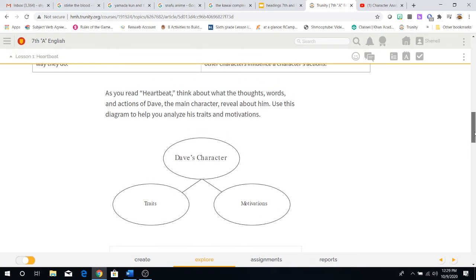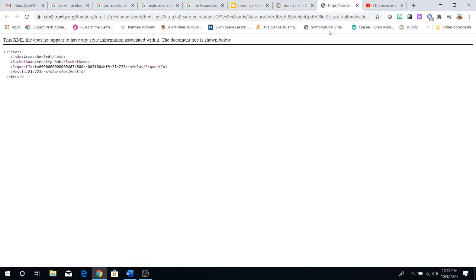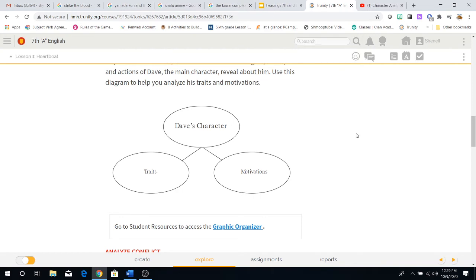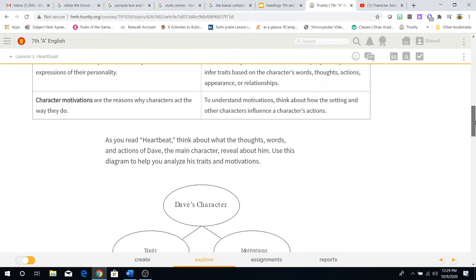So I'm going to be sending you guys this. See, we have the graphic organizer right here. Oops, internet problem. But still, I'll be sending the graphic organizer to you guys, or you can make one as a Word document as well.